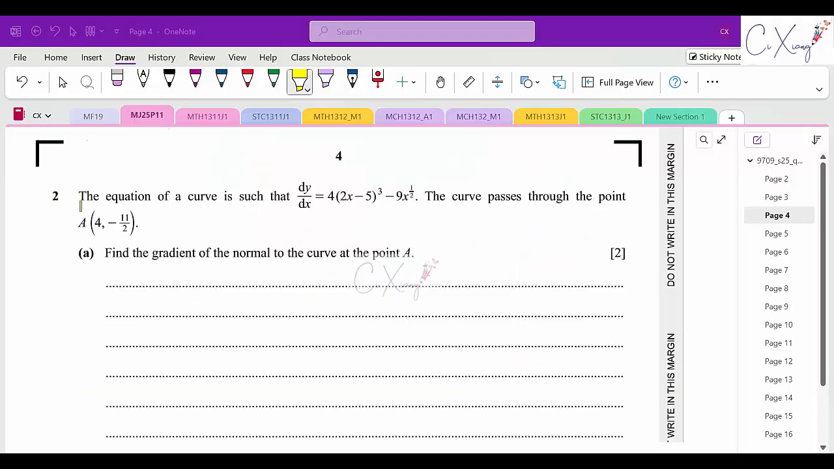Question number 2, we are given the equation of a curve for dy dx. dy dx is equal to this one. And then the curve passes through the point A. Find the gradient of the normal to the curve at point A.